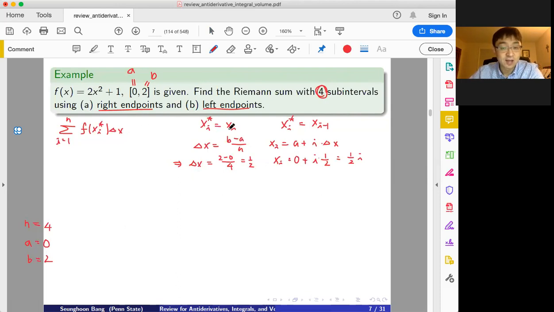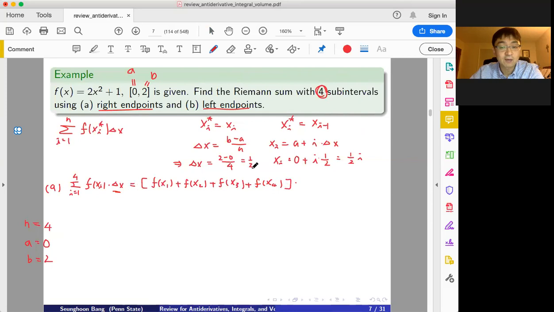So for the right endpoint, you can plug xi into here. The answer for part A is summation i equals 1 to 4 of f of xi times delta x. You have to expand. You plug in: f of x1 plus f of x2 plus f of x3 plus f of x4, times delta x.